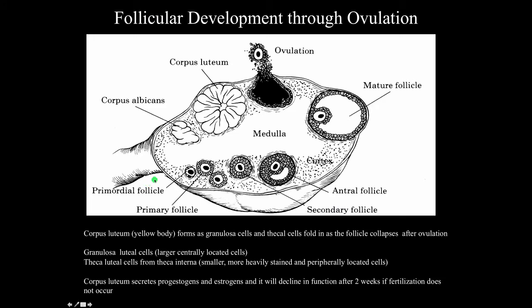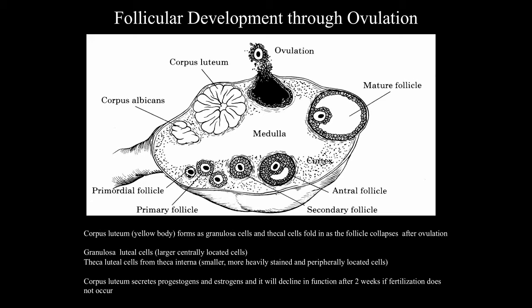This just traces follicular development from the primary follicles to the secondary antral follicles. The mature Graafian follicle, here is ovulation. The oocyte and the corona radiata are released. The corpus luteum, so-called yellow body, forms as granulosa cells and thecal cells fold in as the follicle will collapse on itself after ovulation. The granulosa luteal cells are larger cells, the more centrally located cells. The thecal luteal cells come from the theca interna. These are smaller cells, they're more heavily stained, and they're peripherally located.